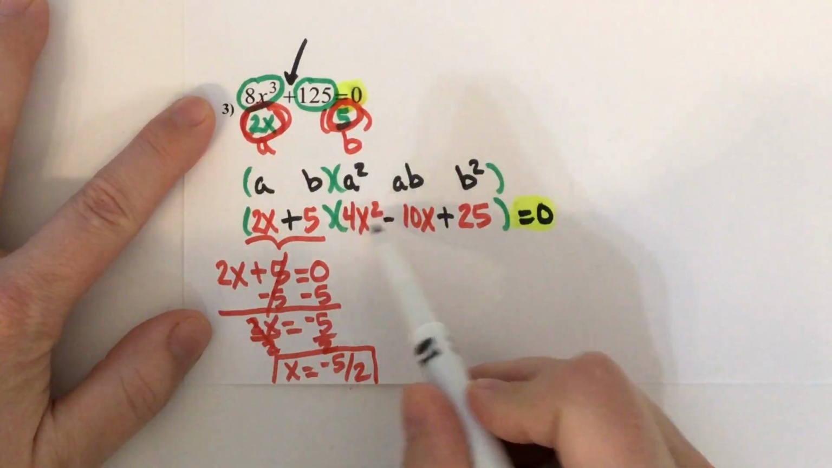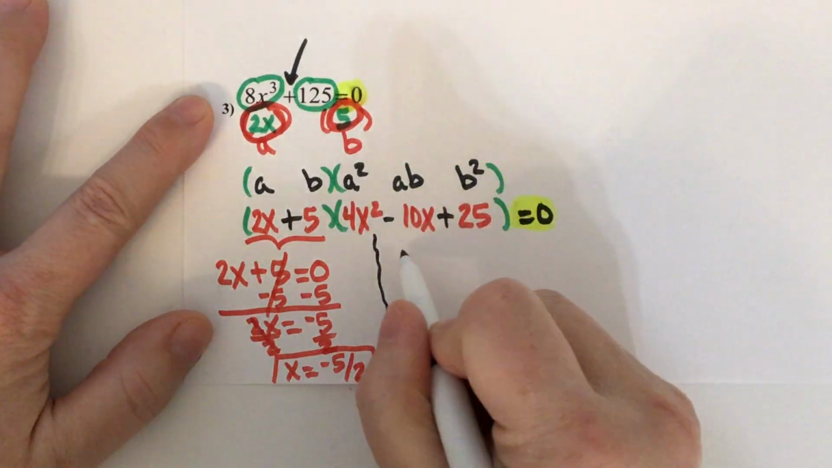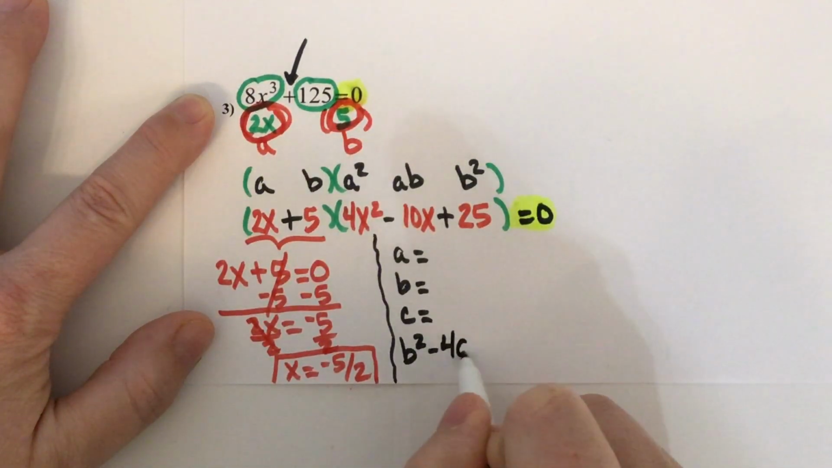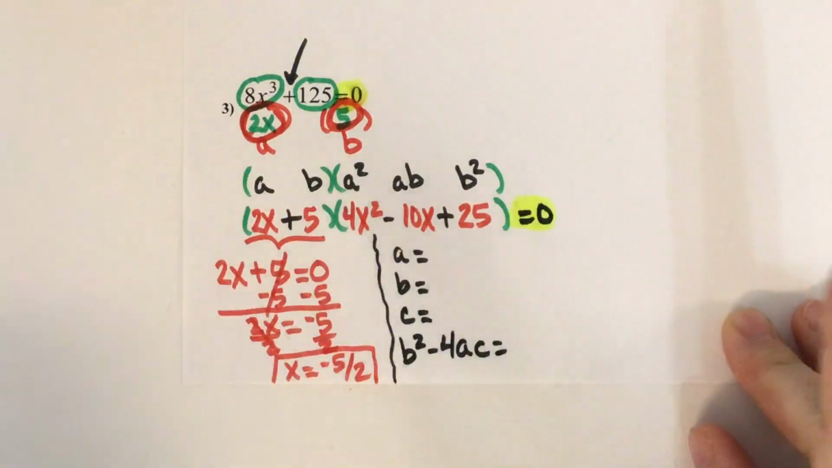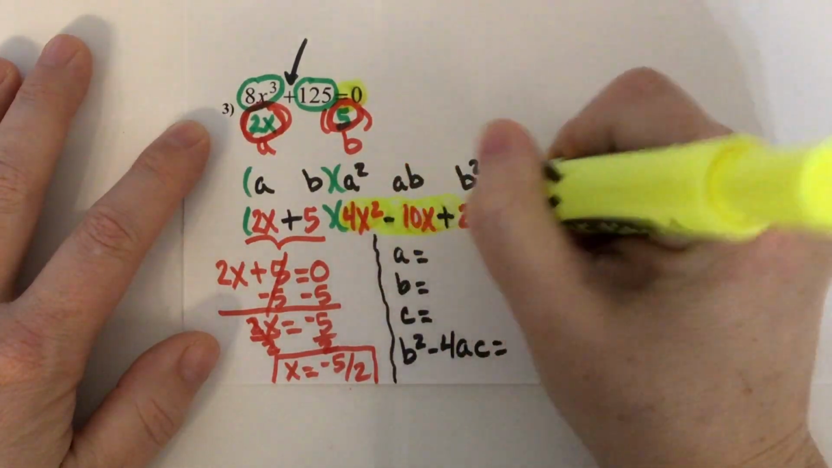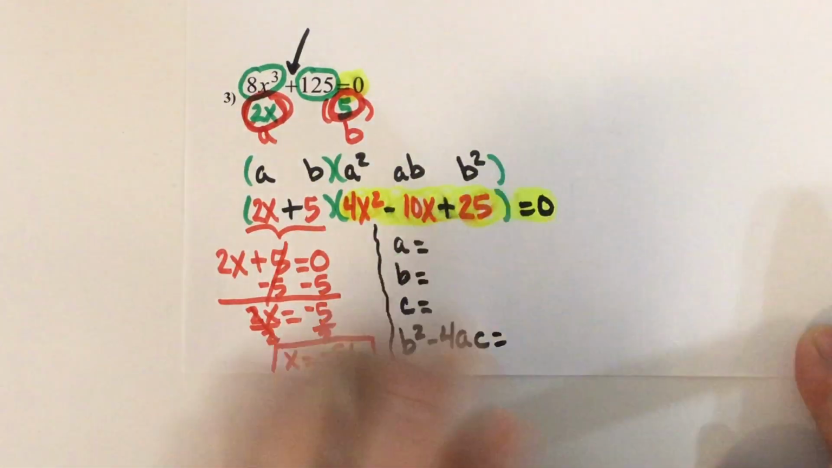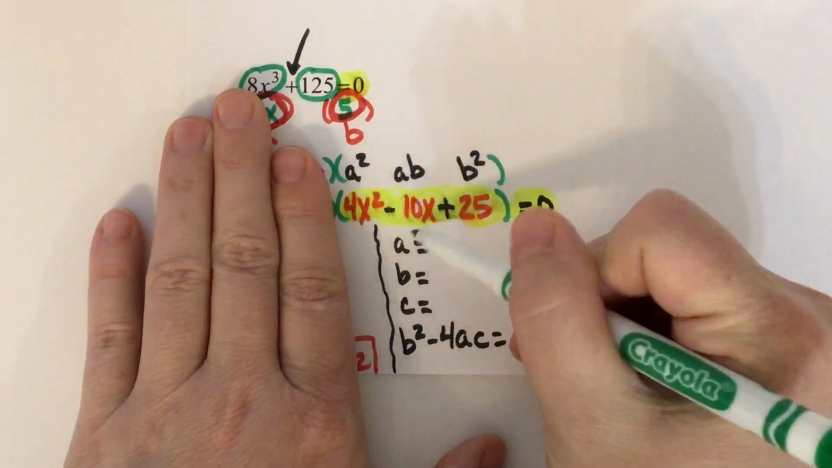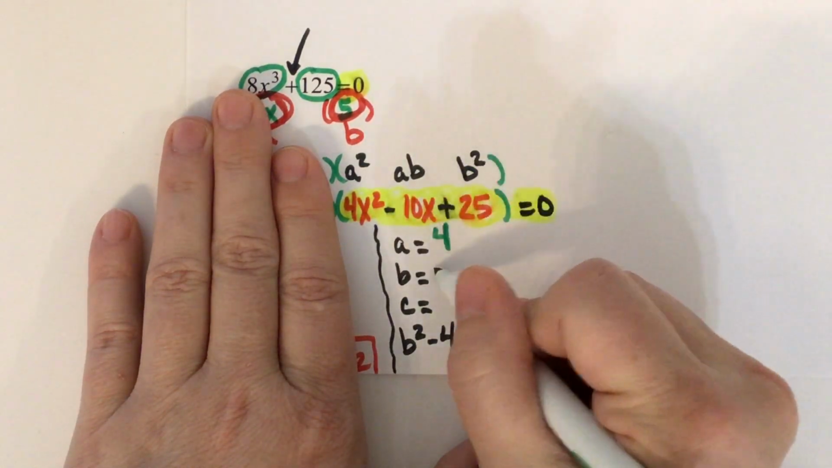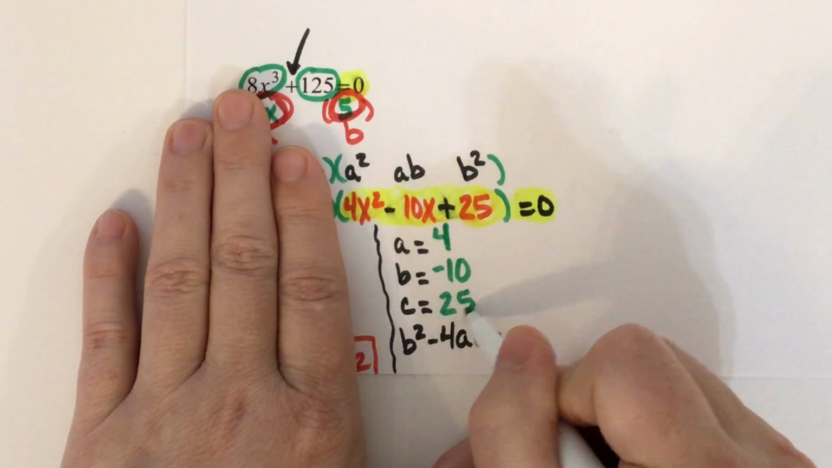And because this one will never factor by A times C, I have to solve it with the quadratic formula. Okay, so let's figure out who's our A, who's our B, who's our C, and who's our B squared minus 4AC. Right now I am focusing on this quadratic right here that does not factor. So who is the A of that? The A is 4, because that's the number in front of the x squared. Who's the B? Negative 10, because that's the number in front of the x. And who's the C? 25, because that's the constant, the number without the variable.